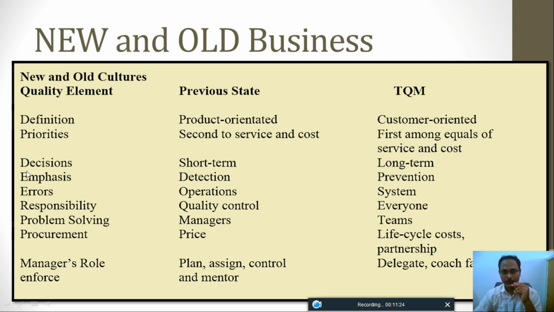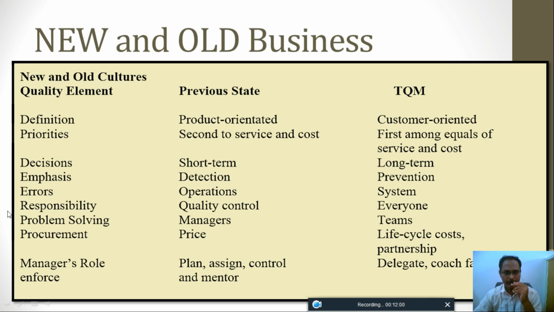Next, decisions. In the previous state, only short-term decisions were considered, not the long term. But in TQM, you have to consider the long-term operation ranges, everything. Next, emphasis. In the previous state, the detection of problems was considered, but in TQM, prevention of problems is very much required. Errors: in the previous state, operational errors were major, but in TQM, system errors are the focus. If system errors are rectified, everything is going to be corrected.